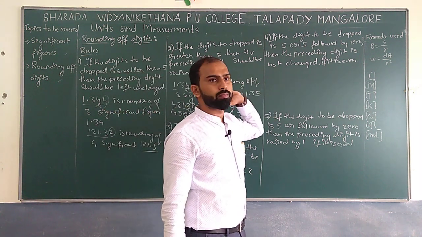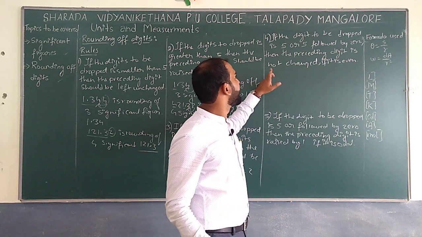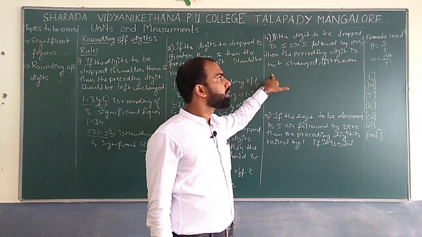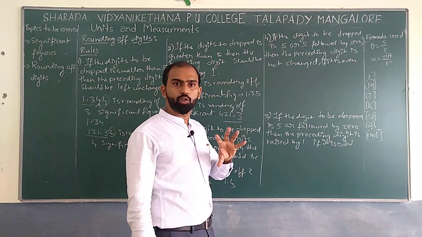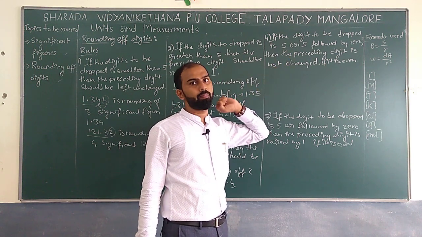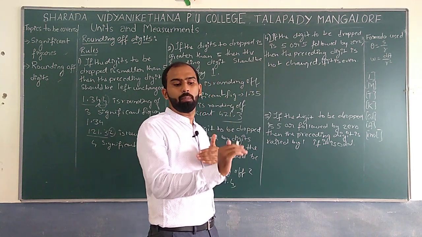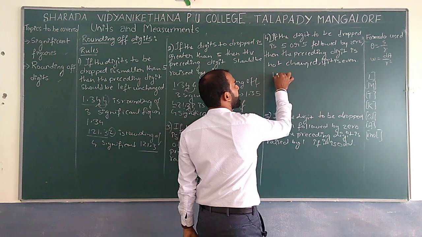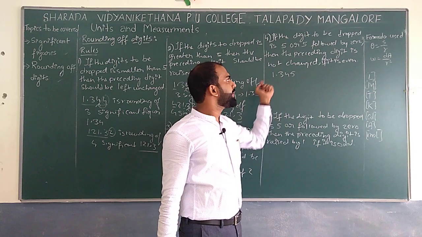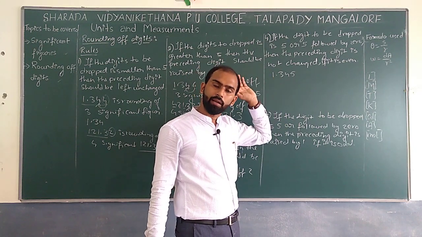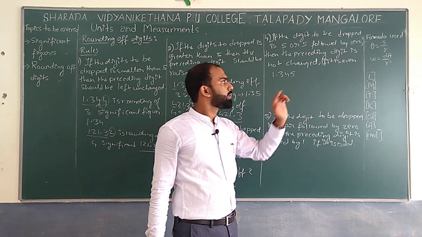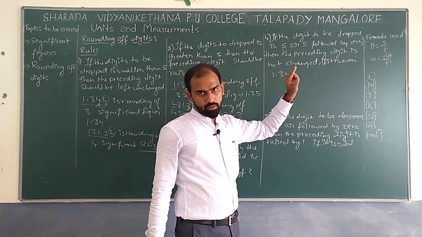That is all about the third rule, and we will study the fourth rule now. What does your fourth rule say? See here. If the digit to be dropped is 5 followed by 0, then the previous digit should be written as it is, unchanged, if it is even.